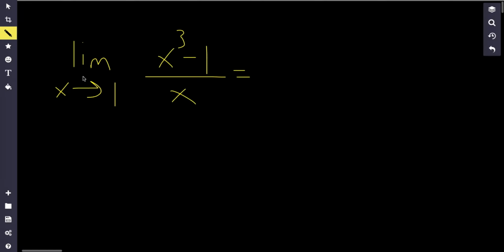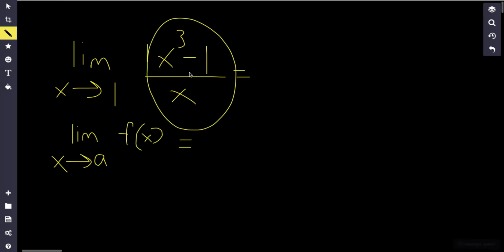First of all, let's try to find the limit as x approaches 1 of x to the third power minus 1 divided by x. Now, when you're trying to solve a limit problem, basically what it's asking you to do is, as x approaches a certain value for a function, so in this case our function is this, so let me just write it down. As x approaches some value, for a certain function. So in this case our function is x to the third power minus 1 divided by x.